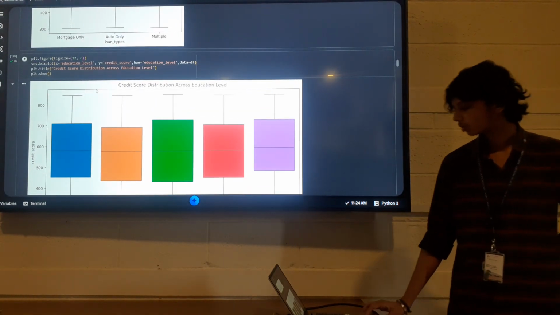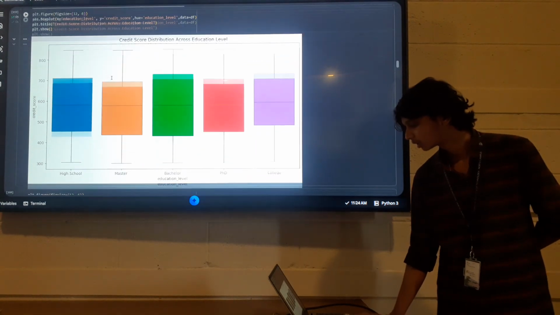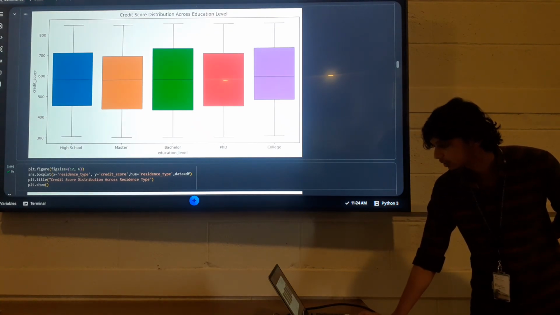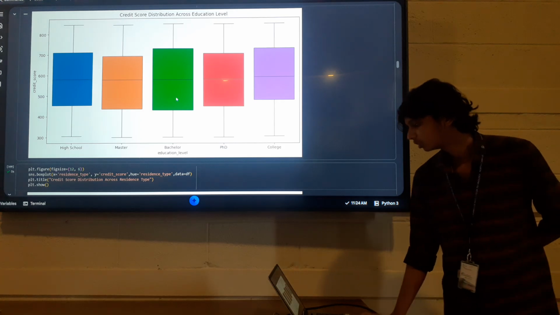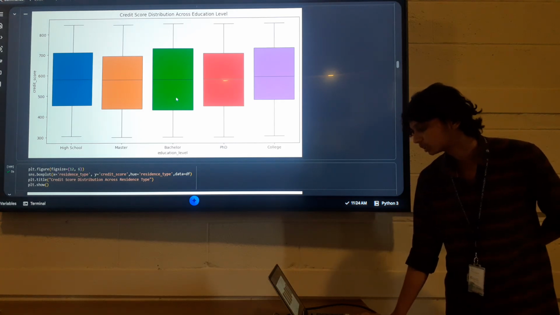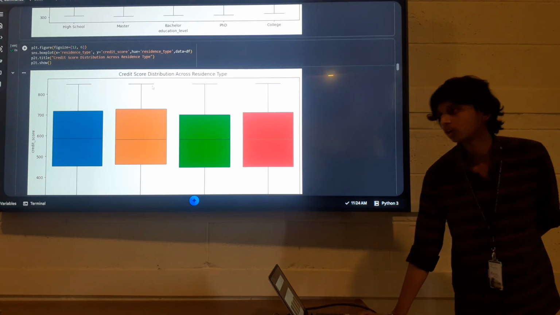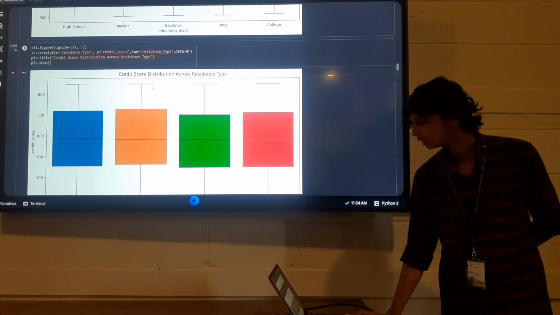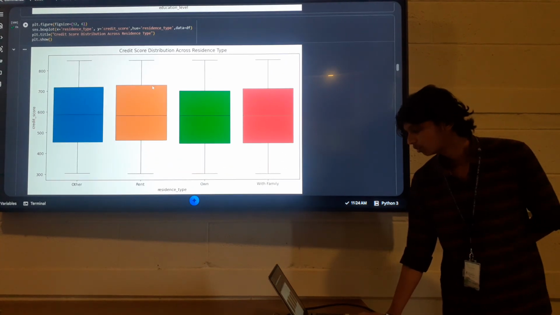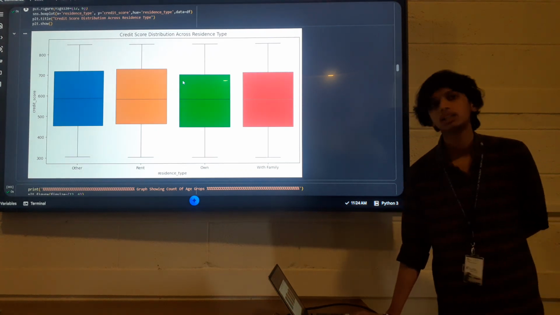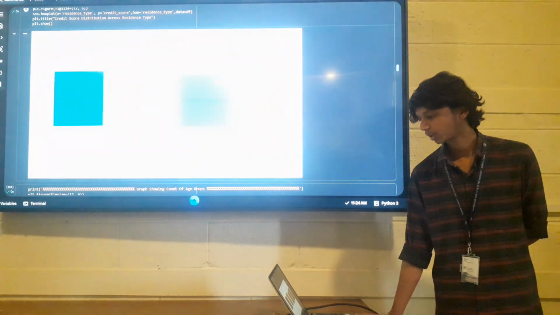Next, we have a box plot of education level with respect to credit score. We can see bachelor has the highest credit score, whereas the others do not have the highest credit score. Next, we have a box plot of resident type with respect to credit score, where we can see rent people have the highest score, but as the data is dummy, we cannot say it is a valid dataset.